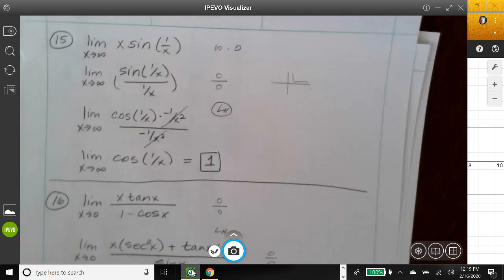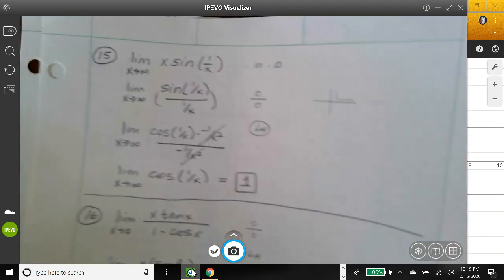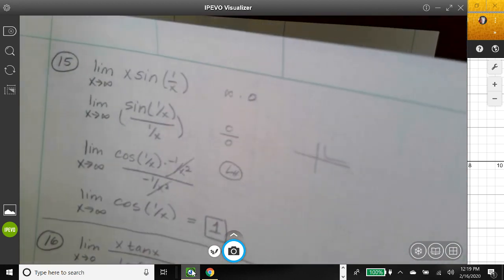All right. And that is L'Hopital's rule and as many examples, including the 4 that were on the test, that I could think of at this time.